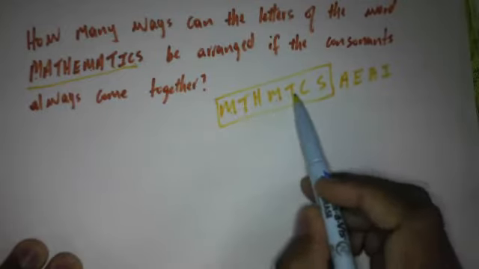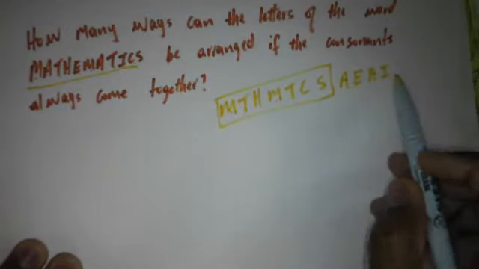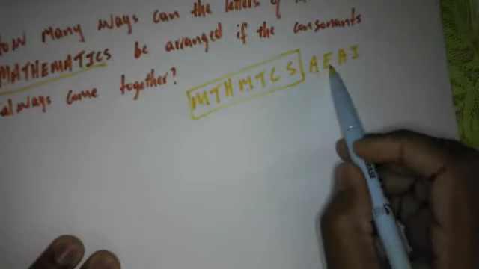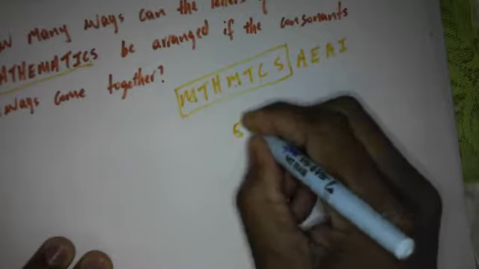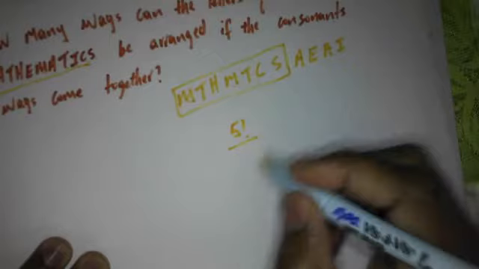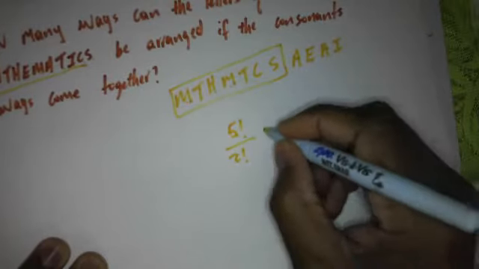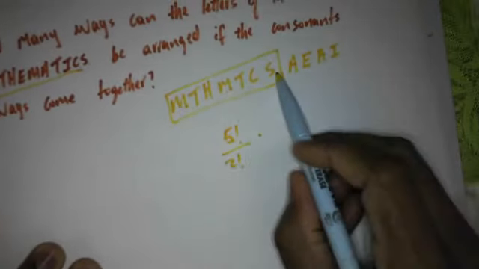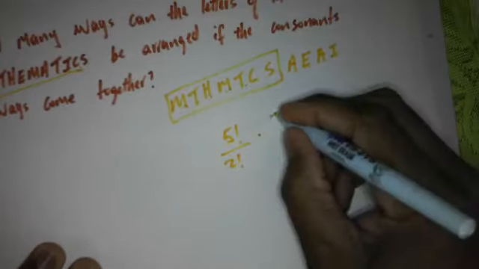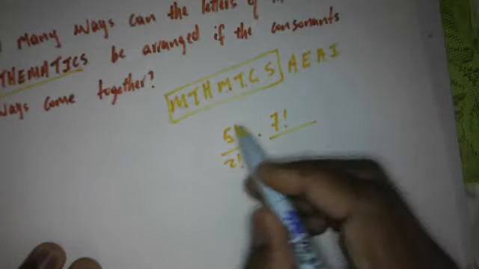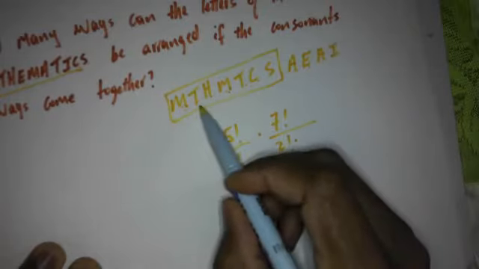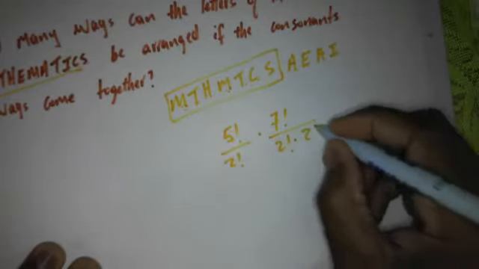So let's see, we had 1, 2, 3, 4, 5, 6, 7, 8, 9, 10, 11. Good. All these in the box, that's just one letter. So that is 1, 2, 3, 4, 5. That would be 5 factorial. When we look at this part, we see that A repeats twice. So that would be divided by 2 factorial. Times, when we look inside the box here, we see that we have 1, 2, 3, 4, 5, 6, 7. So that is 7 factorial. And we see that M repeats twice, so that is divided by 2 factorial. Times, we see that T also repeats twice, so that's another 2 factorial.